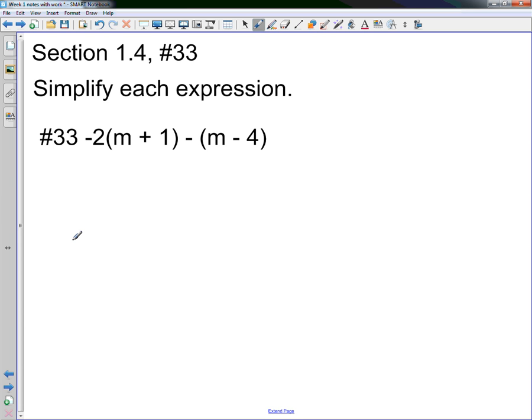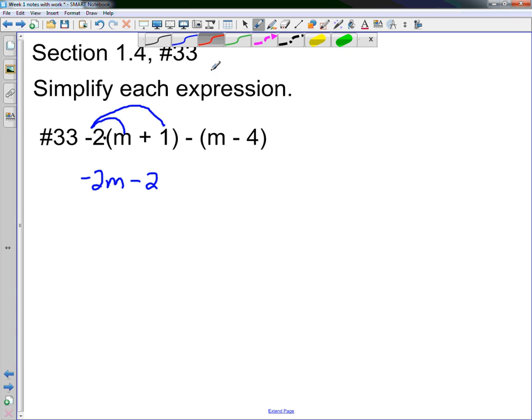We have a number in front of a parentheses, so this is multiplication, and I'm going to go ahead and take that negative 2 and multiply it in. So negative 2 times m gives me negative 2m. Negative 2 times 1 gives me negative 2.